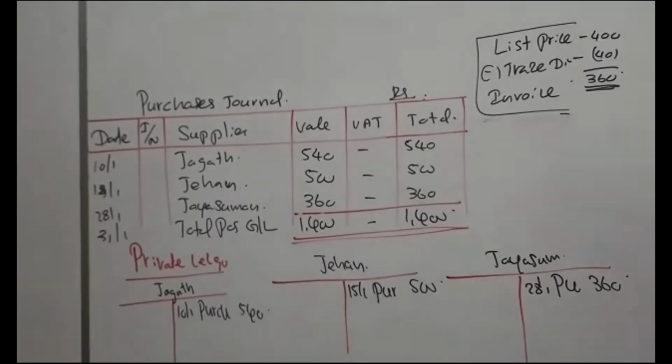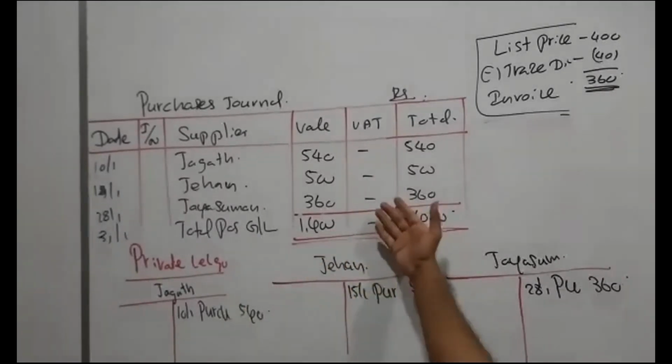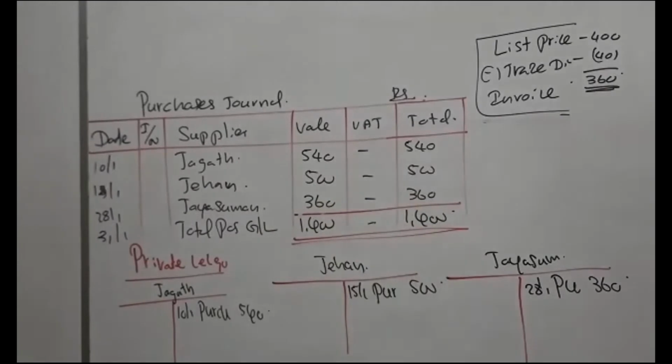Complete the question up to this point. Now when a credit purchase takes place, it needs to be immediately recorded in the what? Purchases journal, and individual ledger accounts need to be updated. In which ledger do you update the individual ledger accounts? Creditors ledger.